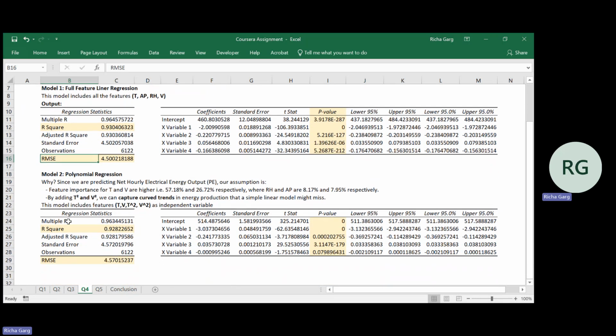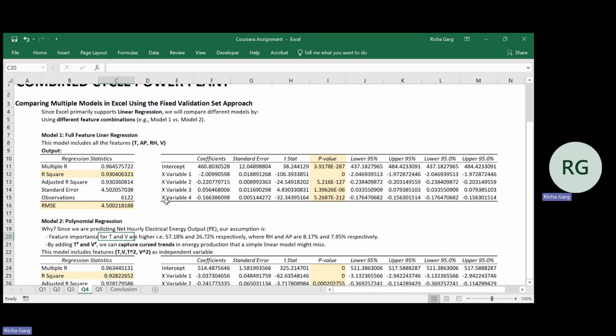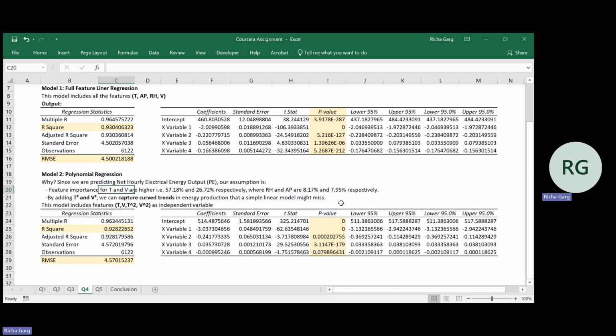In the second model, I have used T and V and dropped RH and AP because I figured that RH and AP have a non-linear relationship with the output given, and the respective percentage shows that RH and AP can be dropped. So the feature importance for T and V is higher when compared to RH and AP.